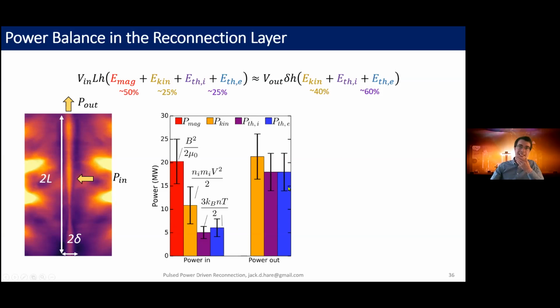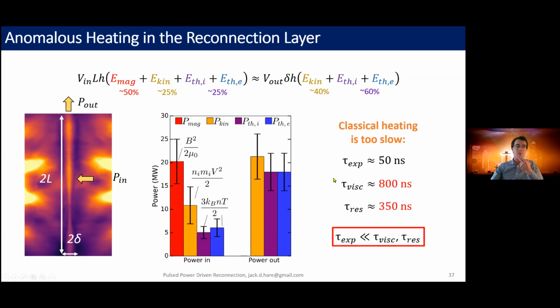Well, the trouble is the classical heating mechanisms appear to be way too slow. And we can tell that because we can define an experimental time scale. This is the time it takes for a blob of plasma to go from the center of the reconnection layer and exit out of the top at the characteristic outflow velocity, which we measure with Thomson scattering. And that time scale is around 50 nanoseconds. So any heating mechanism you have has to heat the plasma before it exits the reconnection layer.